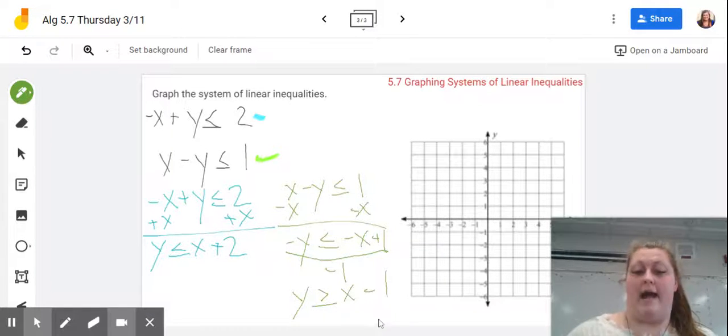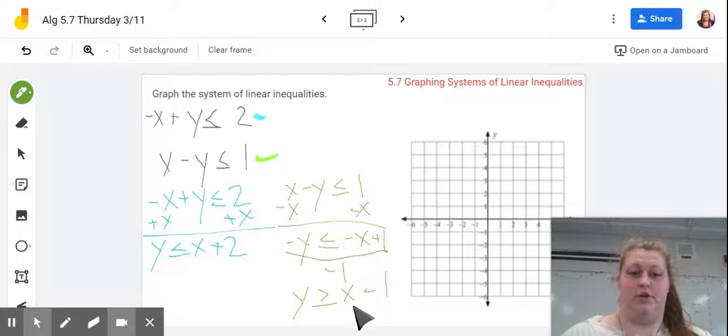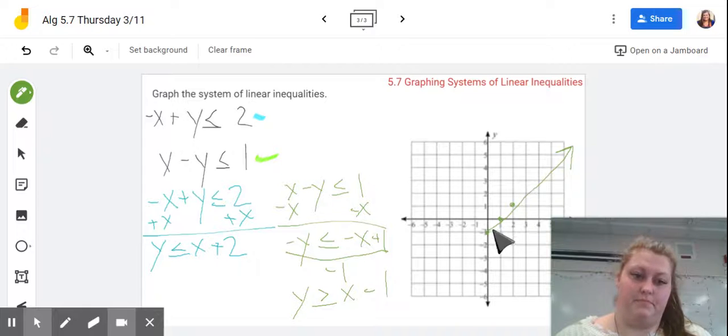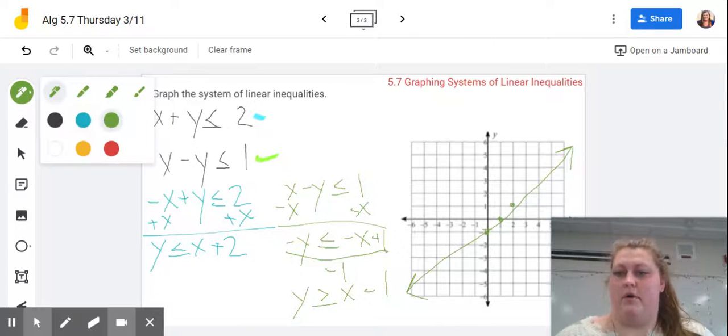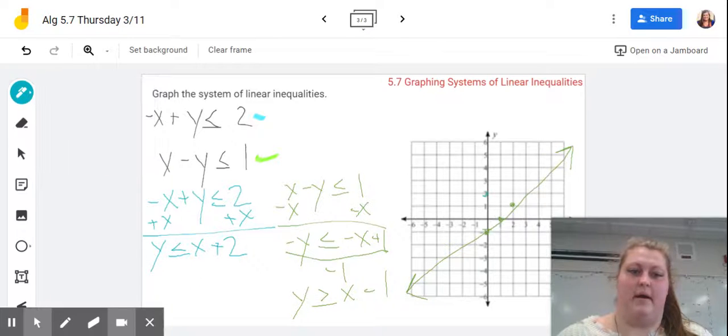Now I'm going to graph both of these inequalities. I'm going to start with the green one. My first point is at -1, and my slope is up 1 over 1, up 1 over 1. And connect the dots and draw my line. Then for the blue equation, my first point is at +2, and my slope is up 1 over 1, up 1 over 1. And connect those dots.